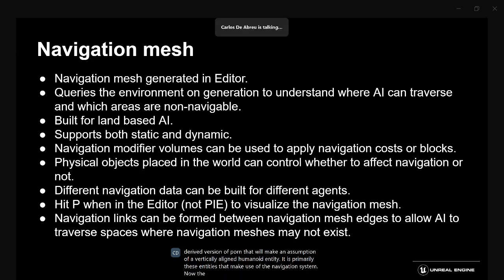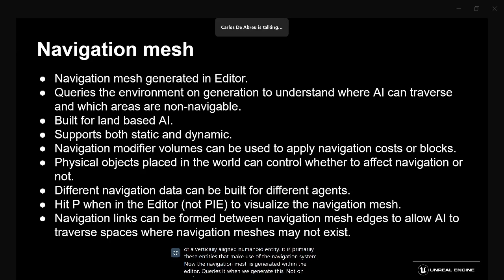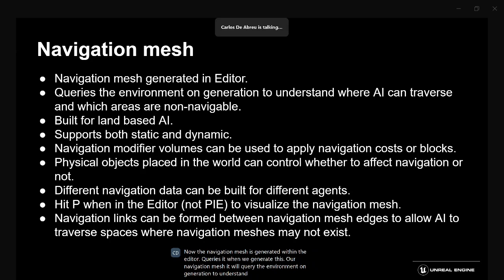Now, the navigation mesh is generated within the editor. When we generate our navigation mesh, it will query the environment on generation to understand where the AI can traverse and which areas may have been marked as non-navigable. It is built specifically for land-based AI, and it can support either a static version of a nav mesh or a dynamic version of that nav mesh. Navigation modifier volumes can also be used in our levels to apply a navigation cost to our navigation mesh, or even at points entirely block an area of space.